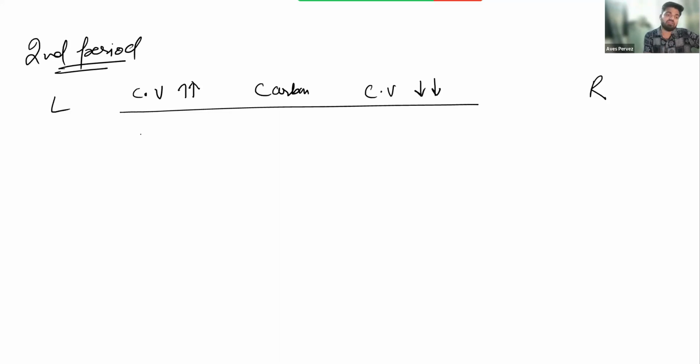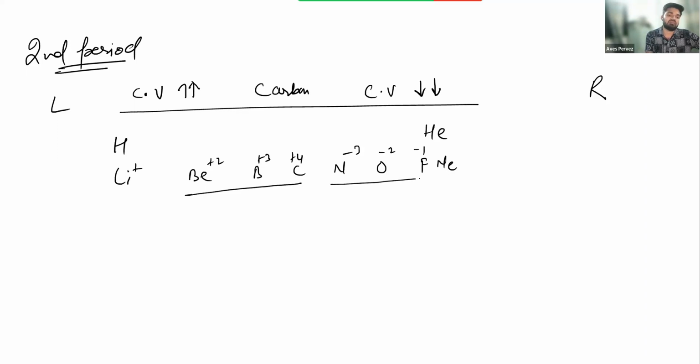How can I say that? You can know this very easily. Here we have hydrogen, helium, then lithium, beryllium, boron, carbon, nitrogen, oxygen, fluorine, and then neon. So this is going to have +1, +2, +3, +4, and then -3, -2, -1. Since the valency is decreasing here, up to carbon it increases, and after carbon it decreases. Understood?